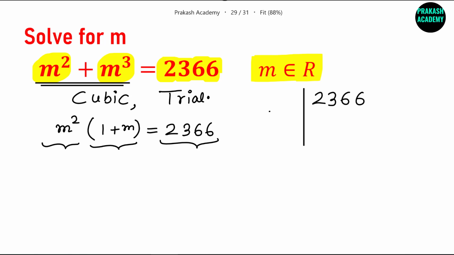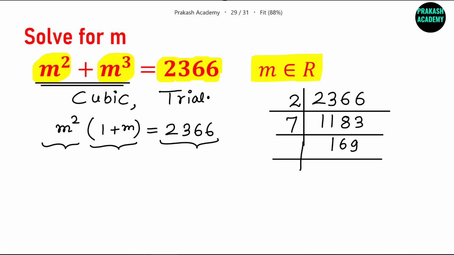So let us factorize 2366. This is an even number, so we can divide by 2. If we divide by 2, I will have 1183. Now we cannot divide by 2 because this is an odd number. We cannot divide by 3 also because the sum of the digits is not divisible by 3. 4 we cannot divide, 5 we cannot divide, 6 we cannot divide. We can divide by 7. If you divide by 7, we will have 169.